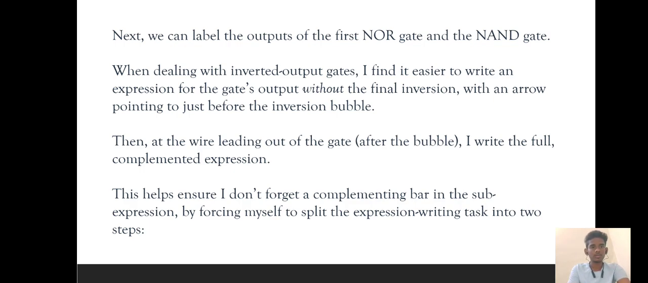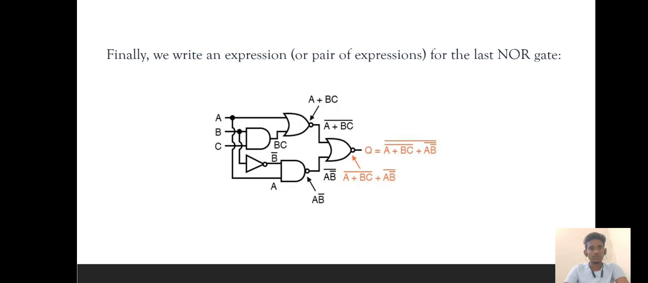When dealing with inverted output gates, I find it easier to write an expression for the gate's output without the final inversion, with an arrow pointing to just before the inversion bubble. Then at the wire leading out of the gate after the bubble, I write the full complemented expression. This helps ensure I don't forget a complementing bar in this sub-expression by forcing myself to split the task into two steps. Finally, we write an expression for the last NOR gate.